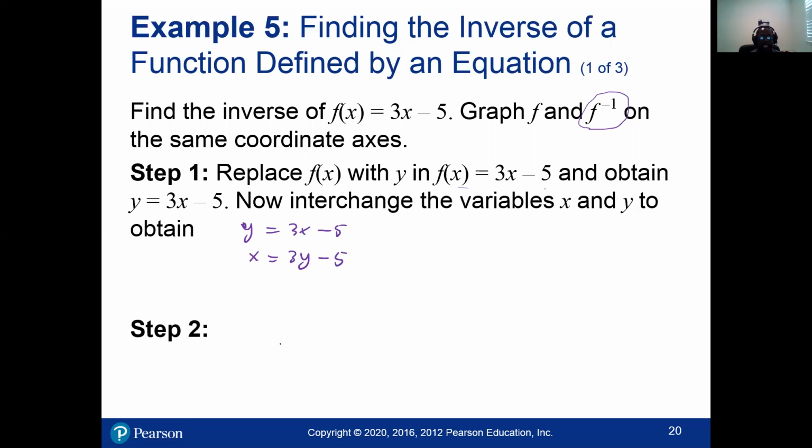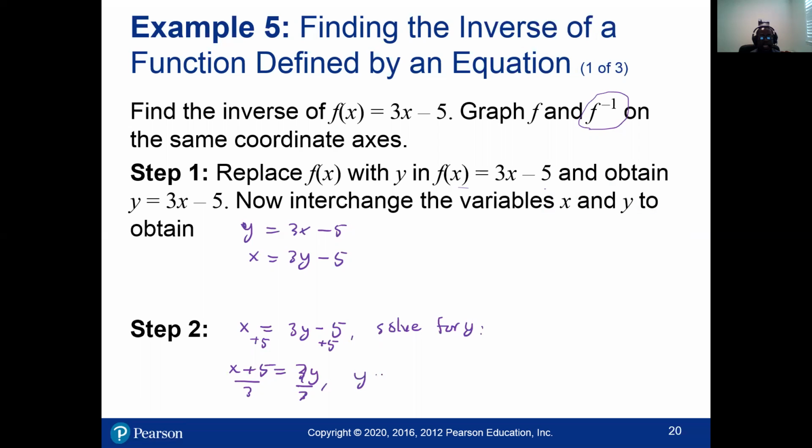Then we go to step 2. It says that we should solve for y. So we have this equation, x is equal to 3y minus 5, and we want to solve for y. If I solve for y, I'm going to add 5 to both sides. So I have x plus 5 is equal to 3y. And then we divide both sides by 3.